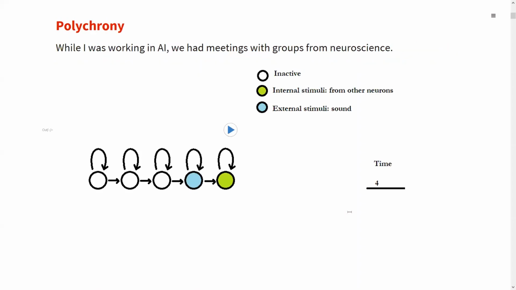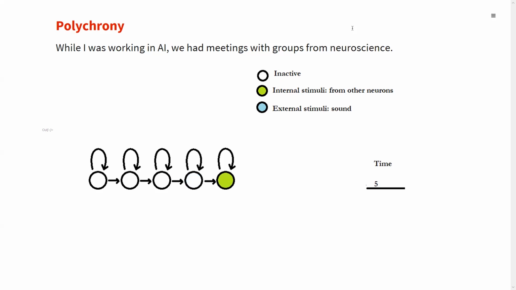This story starts when I was working with artificial intelligence. We had meetings with groups from neuroscience because we wanted to know if there are some strategies or properties of biological neurons that we can use in artificial neurons. And in one of these meetings, the people from neuroscience told us about the following problem.